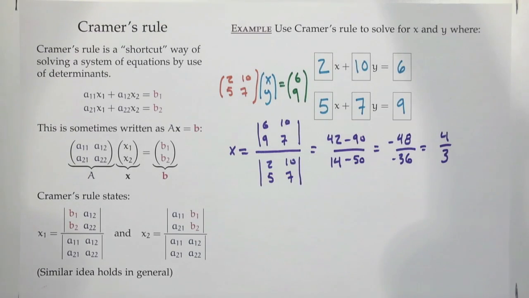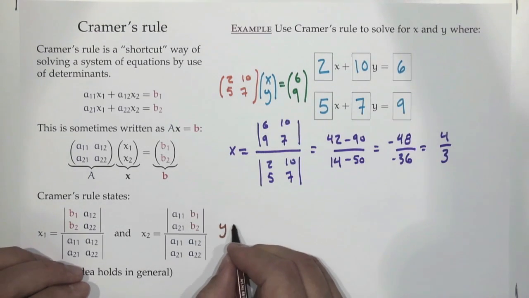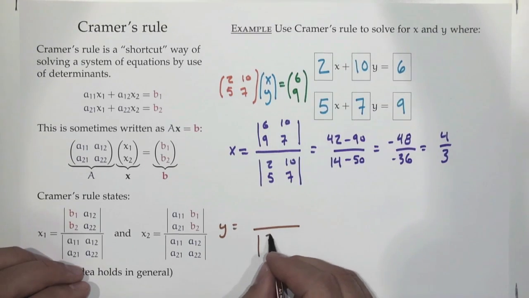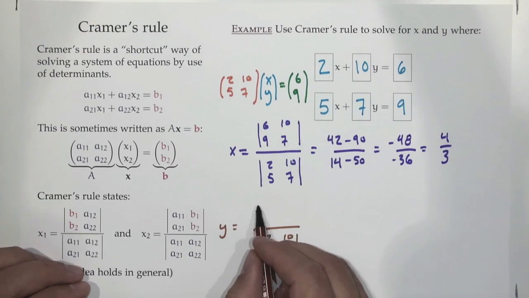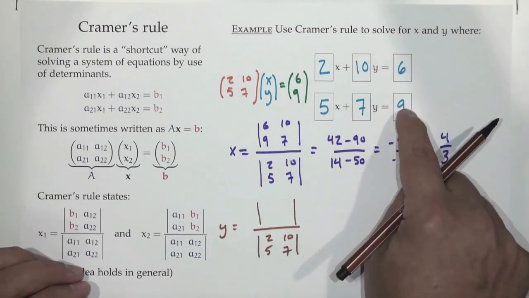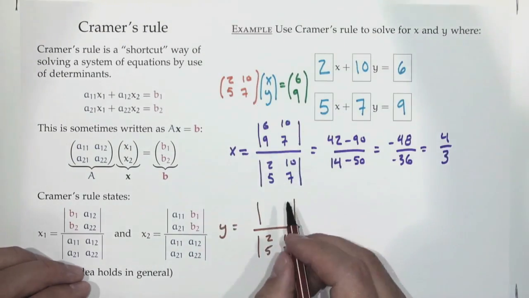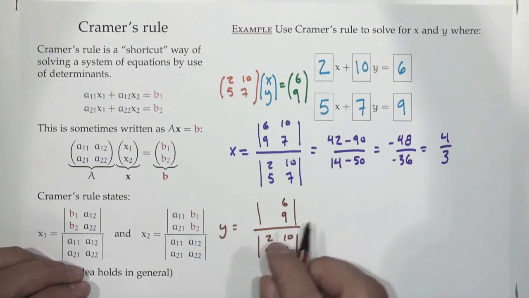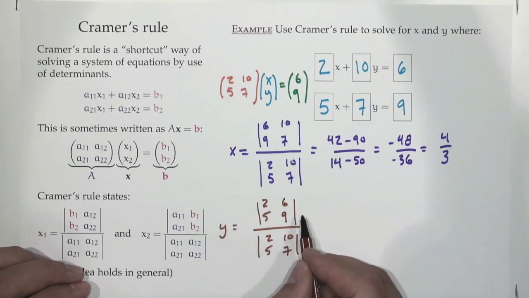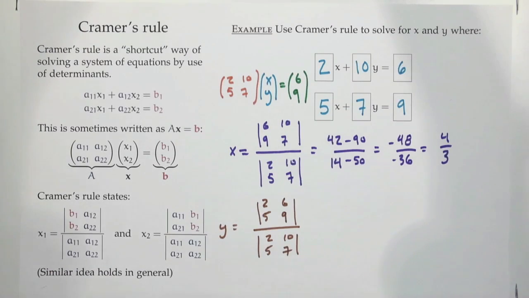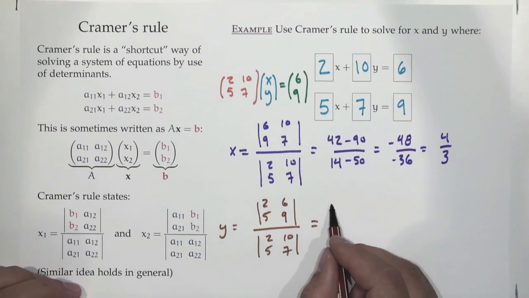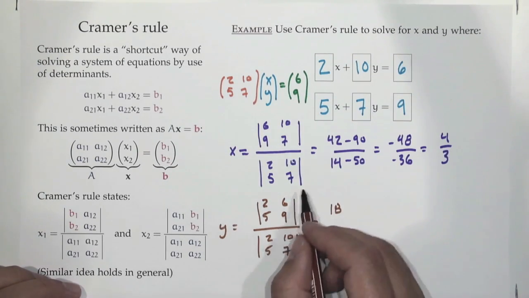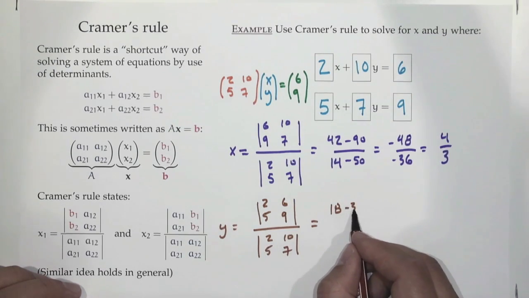Okay. Well, y, the downstairs, exact same. So we don't even have to do much. The upstairs, now the difference is we put the 6, 9 in the second slot, because that's the y column. So 6, 9. And then the first column is 2, 5. All right. Now, upstairs, 2 times 9, 18. 5 times 6, 30. We subtract.